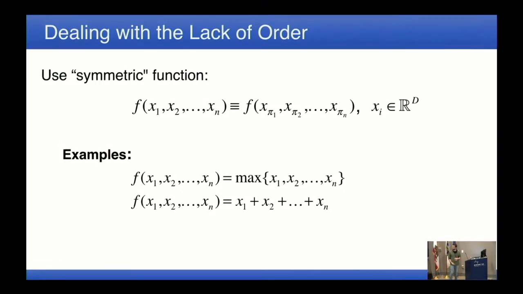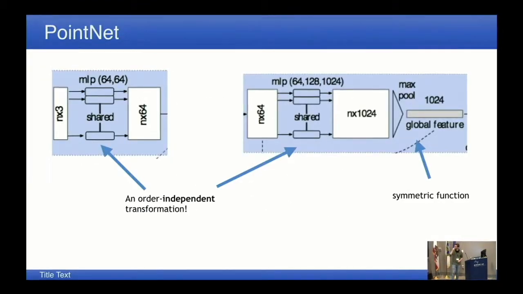Some easy examples of such functions would be, for example, if I give you a set of values and I ask what is the maximal value out of all those values, then you don't care about the order in which I gave you those values, right? Another thing you can do is just add them together. And there are many of those. That's exactly what PointNet is proposing to do. So you start with your n-by-3 representation of a point cloud. You have n points in 3D, so n-by-3, right?